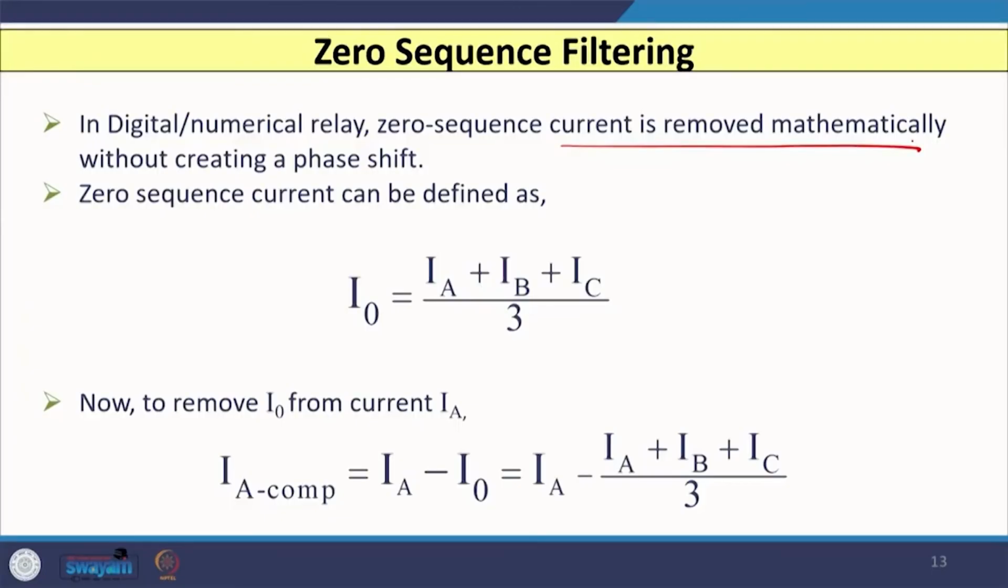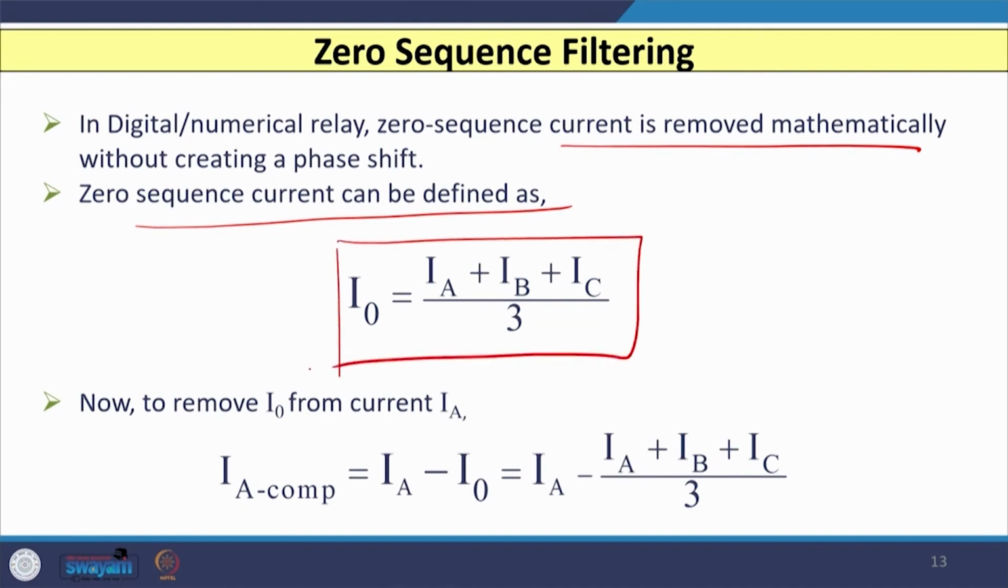Now, let us see how this zero sequence compensation is achieved or obtained when we use a digital relay. This can be achieved using some mathematical equation without creating any additional phase shift. We know that the zero sequence current is given by a very common equation, I0, that is your zero sequence current, given by the addition of the 3 phase currents IA, IB, IC, divided by 3.